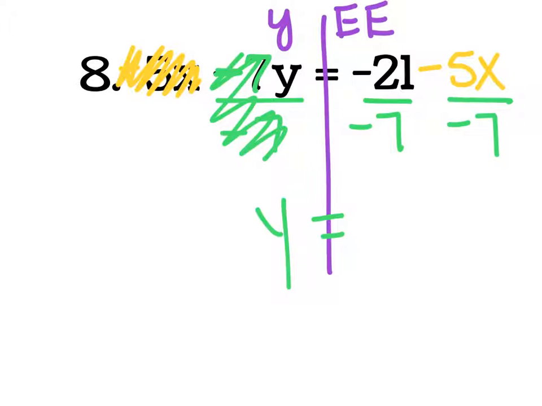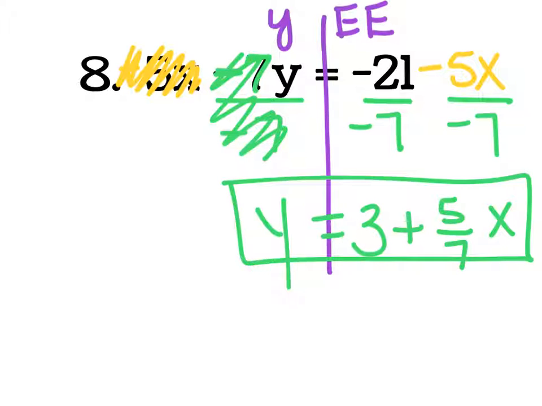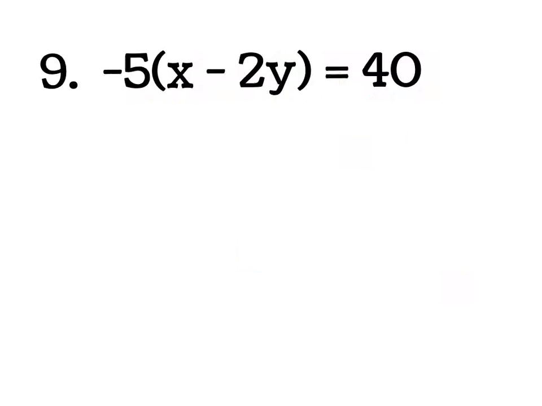Well, I have a negative divided by a negative, which is a positive, and 21 divided by 7 is 3. And then I have a negative divided by a negative, which is a positive. I can't divide 5 by 7, and I cannot even reduce 5 over 7, so it's going to stay y equals 3 plus 5 over 7x.